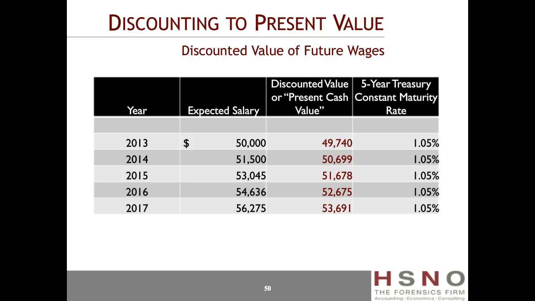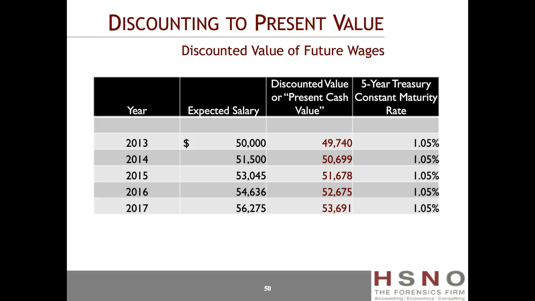$53,691. So when you're projecting future wages, you can't necessarily just take today's salary and multiply it for the next 20 years. You've got to grow the wages over that 20 years by your wage growth rate, or the raises that you expect them to get, and then you've got to discount them to get to the present value of those wages over the same period.